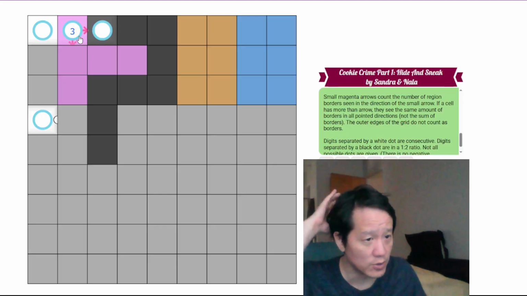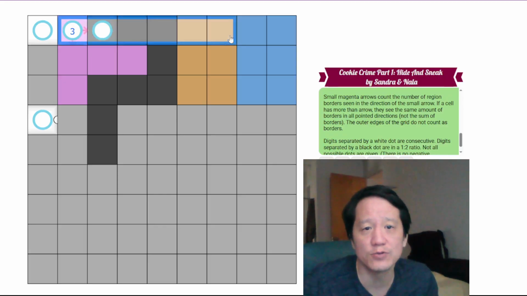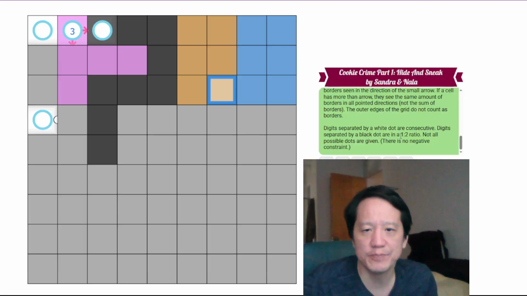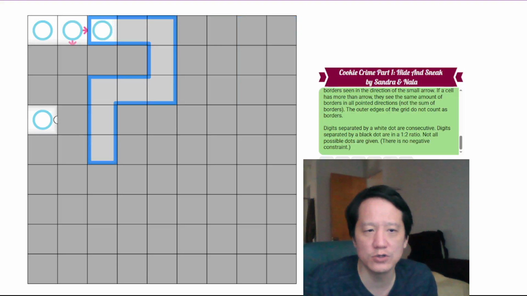And so the number of borders it sees in both directions must be the same, and you don't count the sum of the borders that they see. And that's how these small magenta arrows work. And finally, we have digits separated by a white dot are consecutive, and digits separated by a black dot are in a 1:2 ratio. Not all possible dots are given, and there is no negative constraint, in other words.